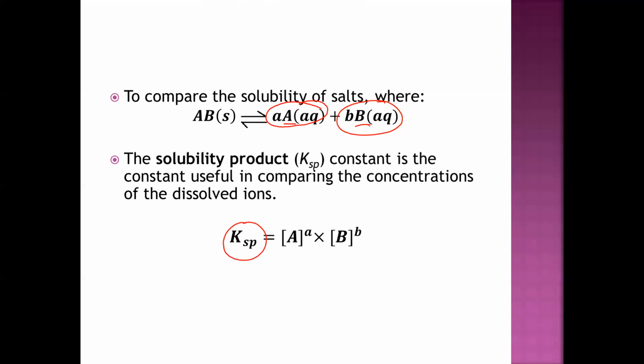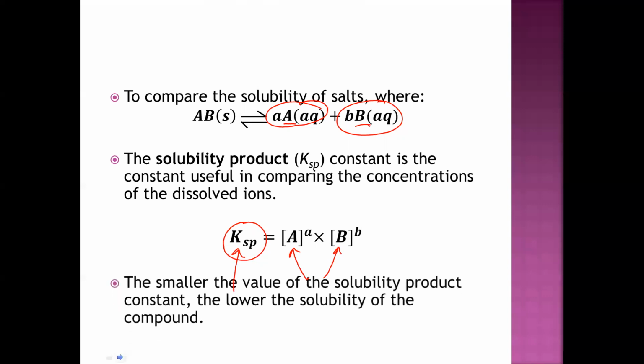Now, a lot of the time, we're going to know what the KSP is, and we're going to have to solve for the rest. So that is going to take a little bit of work, but I'll tell you what to do. It's also good to know before I move on, because I forgot about the first part, that the smaller the number of the KSP, the smaller the solubility. So it's going to be less likely to dissolve if you have a really, really small number.